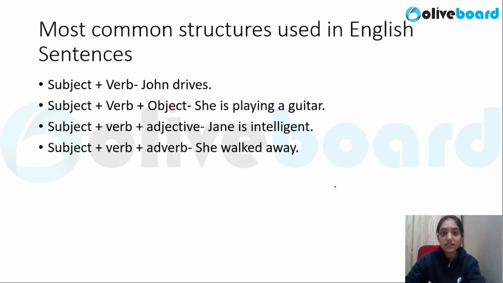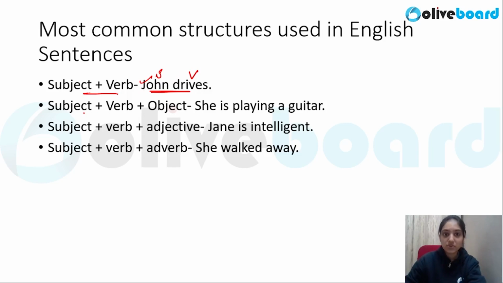Now, there is another structure type in the English sentences. Let us discuss these structures. The first structure here is subject plus verb. Now, the example here says John drives. Now, if you were to consider this as an independent clause, it gives you one complete thought, right? So, this is a sentence where John is the subject and drives is the verb.